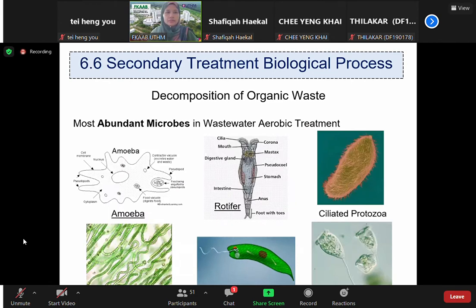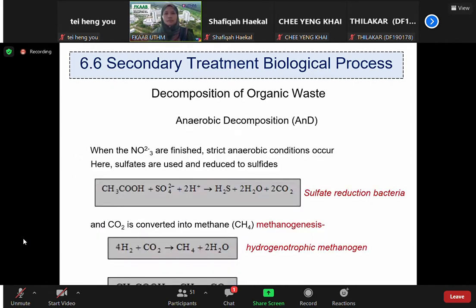So this is the most abundant microbes that are available in the wastewater aerobic treatment. Aerobic, with oxygen. So we have Amoeba, Reticulaceae, Protozoa dan sebagainya lah. Coronavirus tak ada. Okay, so these microbes are the species that are able to decompose the organic matter found in the wastewater. Okay, kalau tak faham boleh tanya.